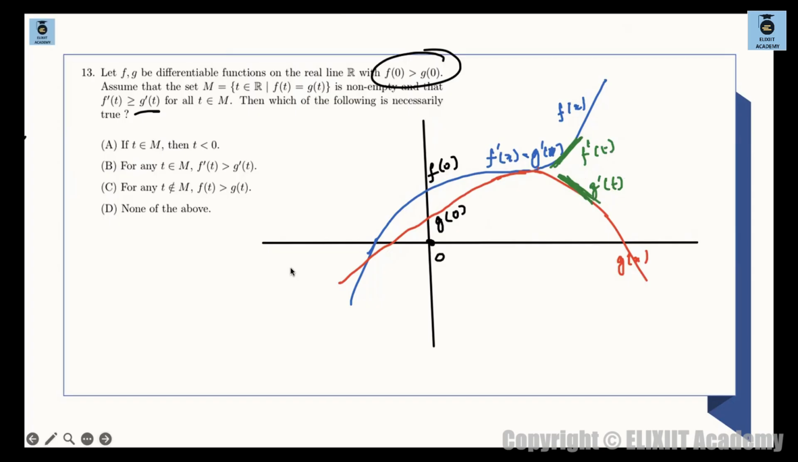Or this place, look here, the red graph is lying above, right? The red graph is completely lying above. Here, in this region f'(t) is less than g'(t), so that will not always hold, so b will be wrong, right? b will be wrong. f(t) is more than g(t) — clearly, from this itself you can see.